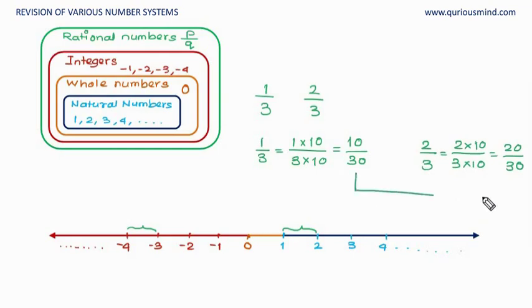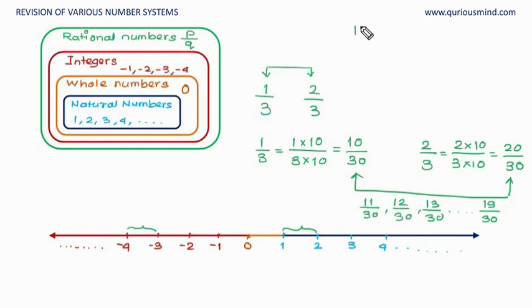So now if we compare these two numbers, 10 upon 30 and 20 upon 30, we have 11 upon 30, 12 upon 30, 13 upon 30 and so on up to 19 upon 30. All these rational numbers are between these two, because 10 upon 30 is nothing but 1 upon 3, and 20 upon 30 is nothing but 2 upon 3. So 11 upon 30, 12 upon 30, 13 upon 30 up to 19 upon 30, they are between these two rational numbers. So maybe we have found our consecutive rational numbers now.